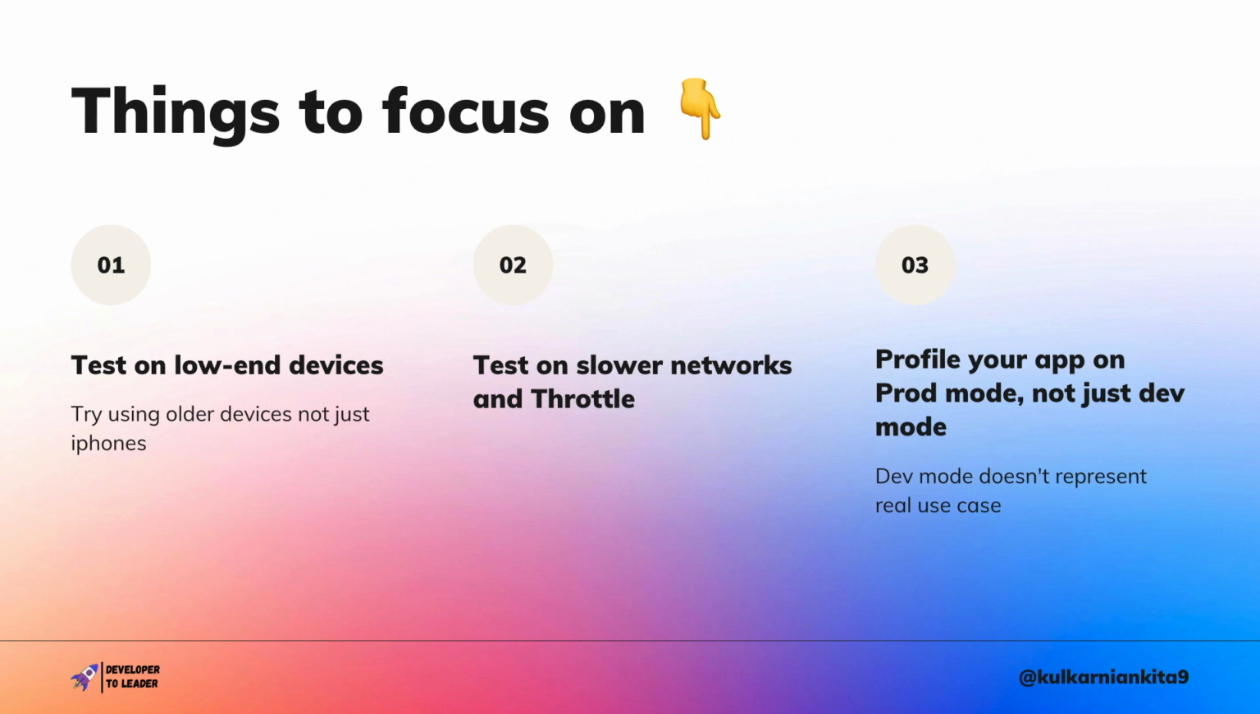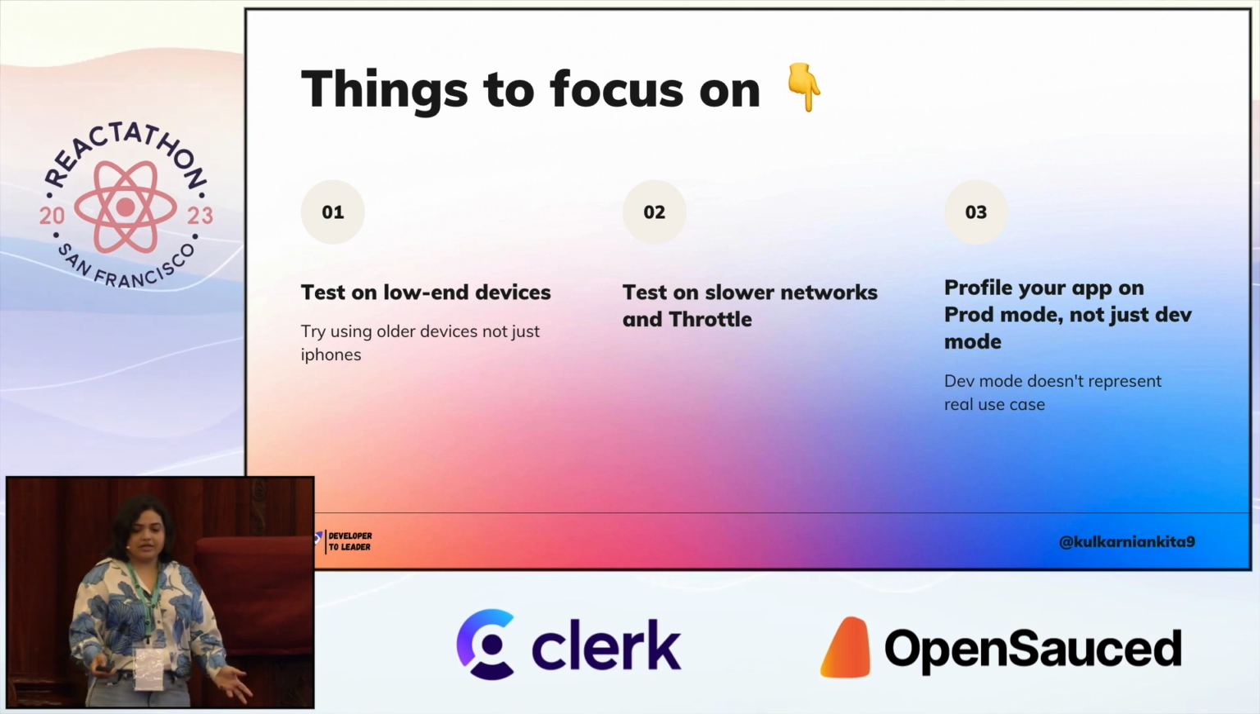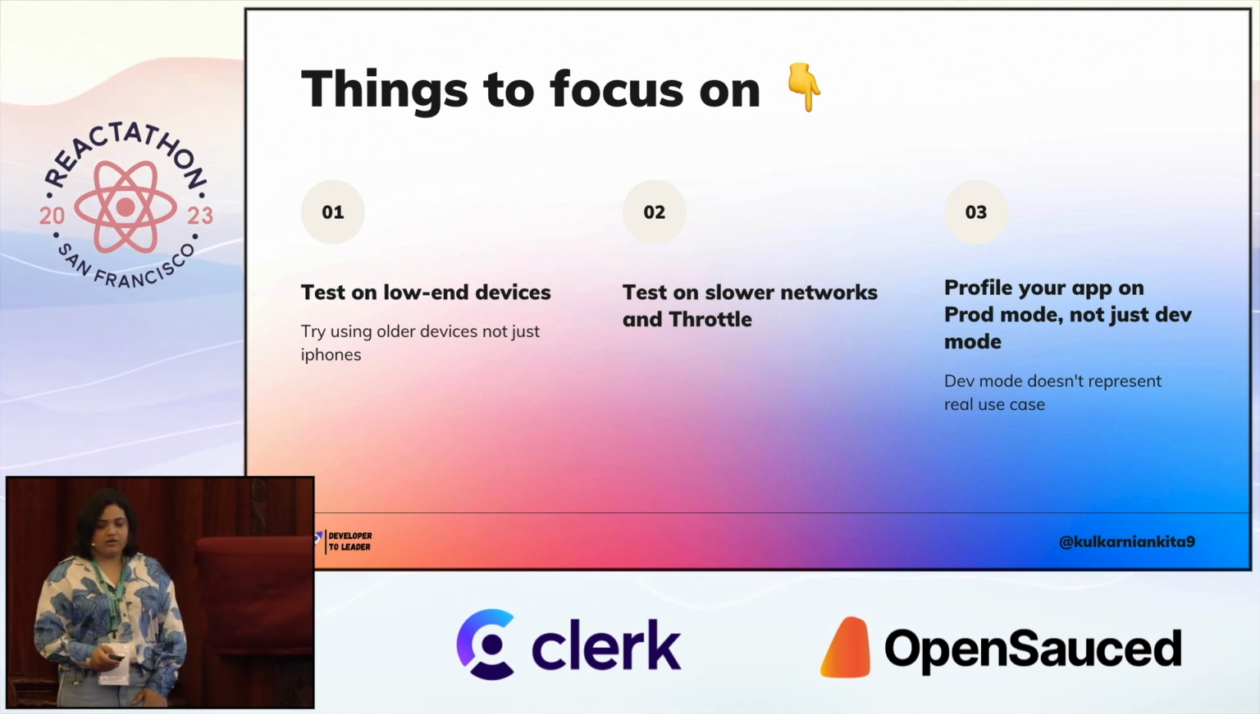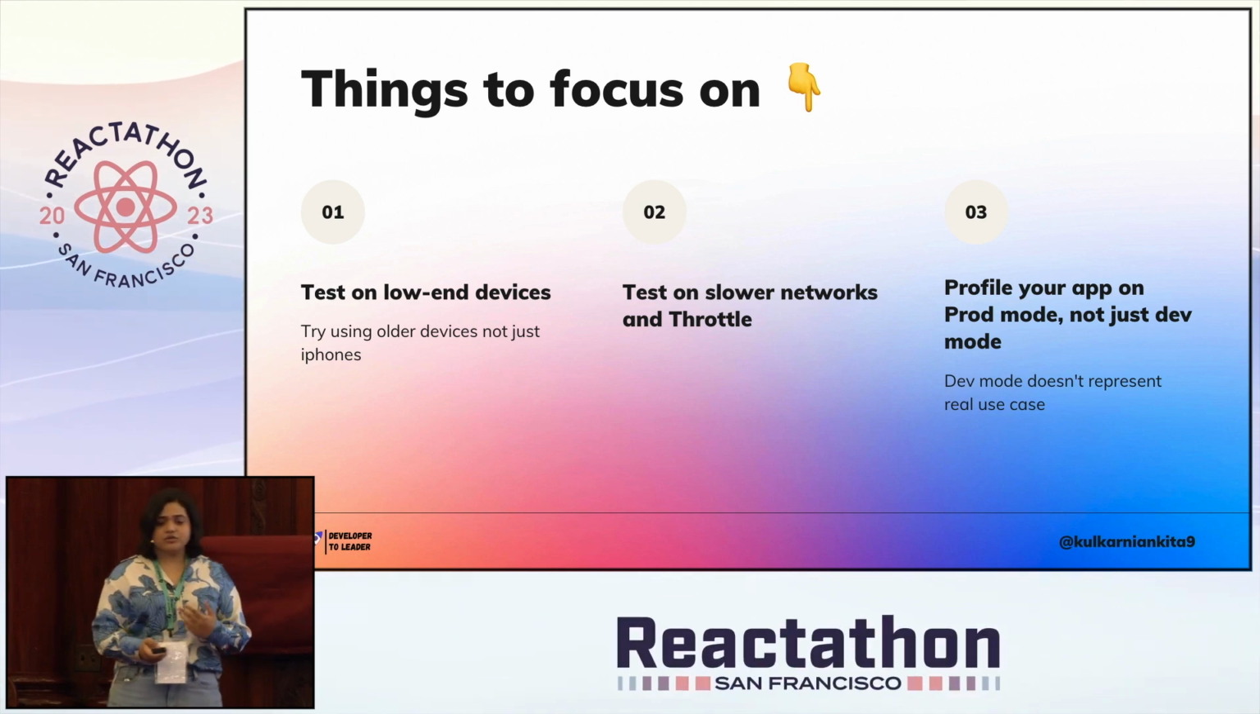So what you want to focus on here is that you want to test on low-end devices. You want to test on slower networks and throttle. In Chrome, you can do that in developer tools: test on different slower networks and throttle it. And lastly, profile your app in production mode, not just development mode. Why? Because in development mode, we have a lot of things enabled that in production mode are not the reality. So you want to test on both. But as you start to scale your application, you want to think about these things in general. Personally, I would also do it as part of every feature or every user story that you take on.